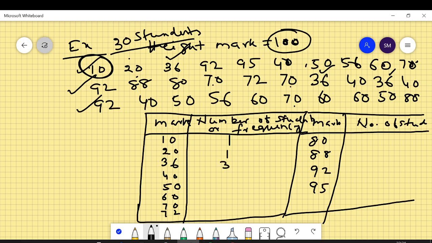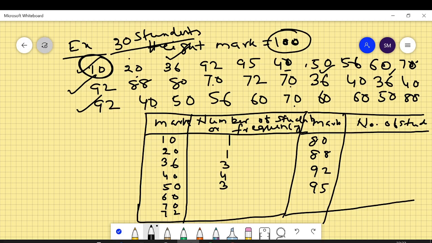Then how many students score 40 marks? Look at here. 1, 2, 3, 4. Then the frequency of 40 is 4. In the same way, when you calculate how many students score 50 marks, you get 3 students. Then how many students get 60 marks?